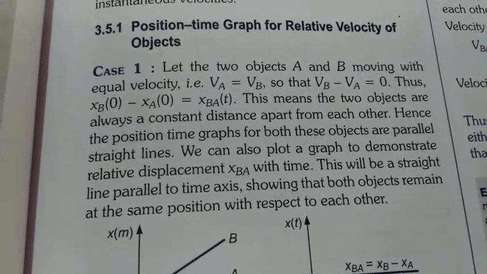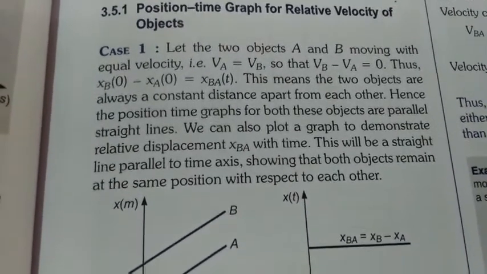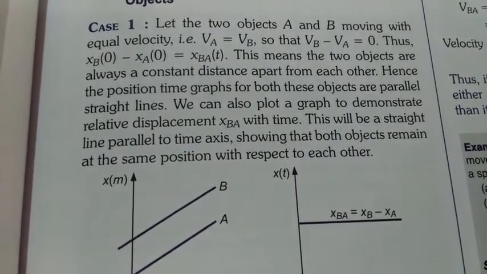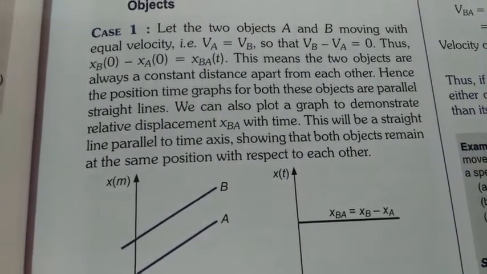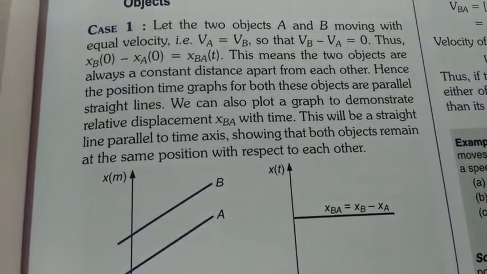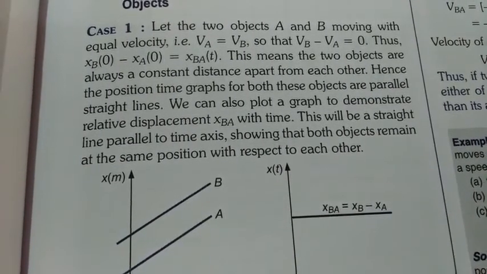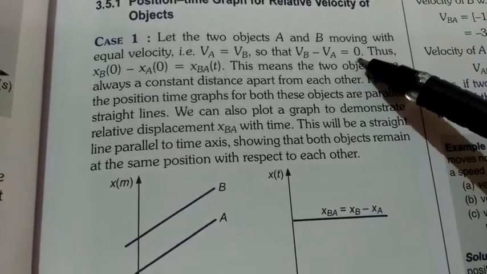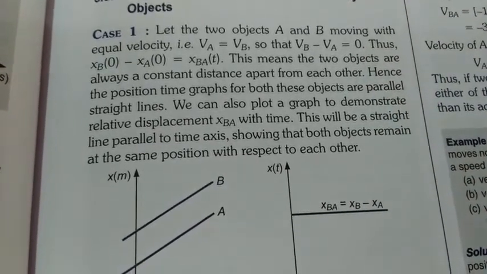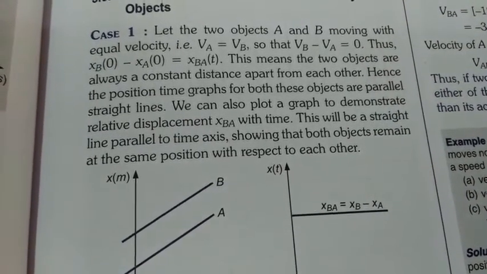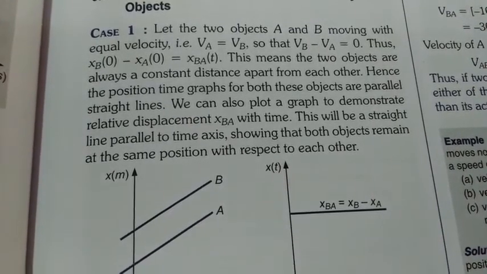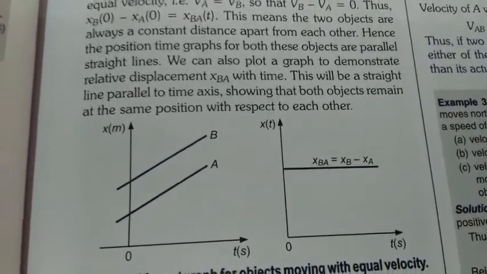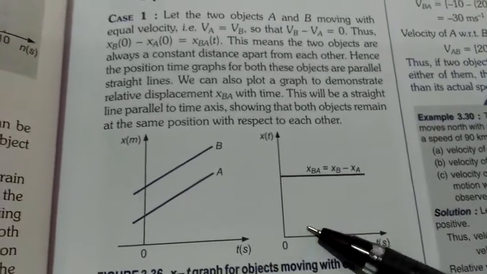Now let's discuss relative velocity through graphs. First we will see case 1. In case 1 we have two objects A and B moving with equal velocity. So VA equals VB, that means VB minus VA, or VA minus VB, is 0. That means there is no relative velocity between them. If both the velocities are the same, there is no relative velocity, and at that time we will get this type of graph.